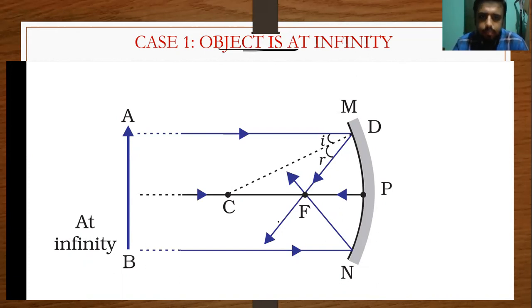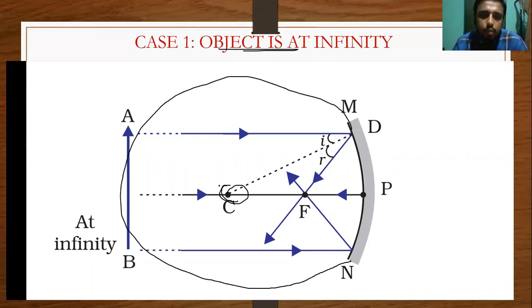First, we should know the terms. This is C. This is not the center of curvature of the part shown: the mirror is this part, MN, which is only one part of a whole circle. If we draw the whole circle here, then the center would be at C. So C is the center of the whole circular mirror. The line joining C, F, and P is known as the principal axis. The point F is known as the principal focus. P is known as the pole of the mirror.